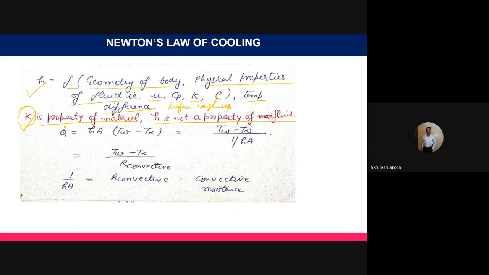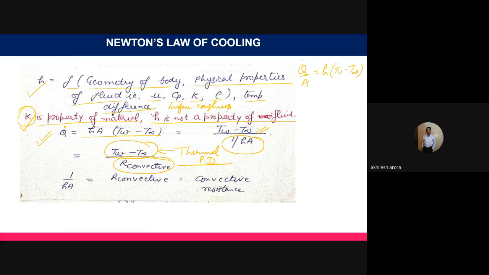H is dependent upon a number of physical parameters, as I have just explained. Here, as we have written, the expression for Q by A is h into (Tw minus T infinity). From this equation, I can write Q dot equals hA (Tw minus T infinity), or equivalently (Tw minus T infinity) divided by 1 over hA. Once again, this Tw minus T infinity is known as the thermal potential difference, divided by R convective.